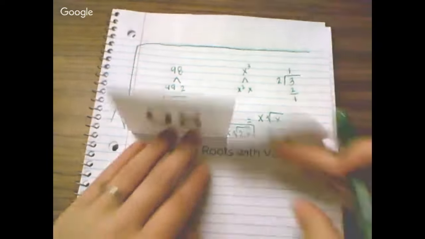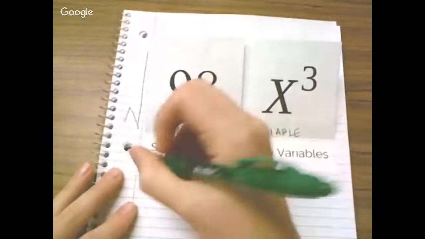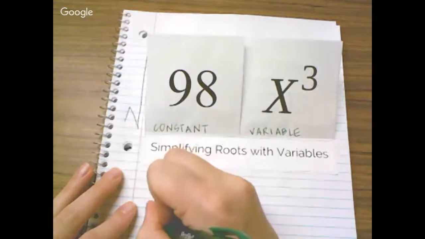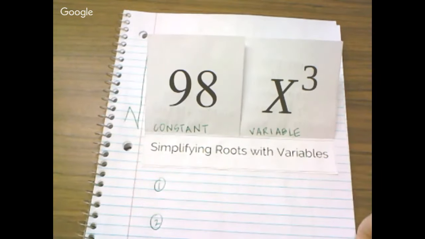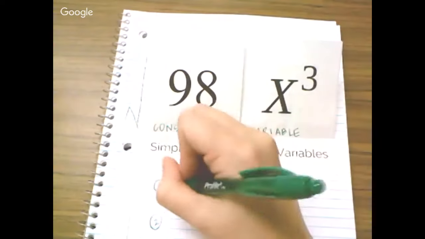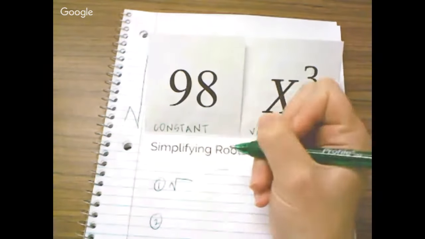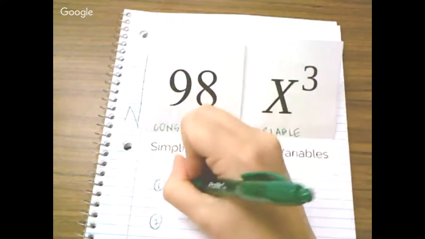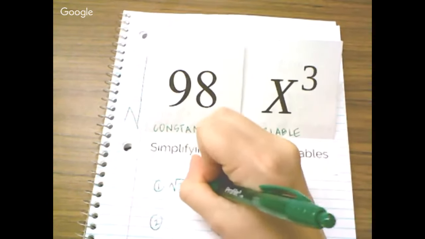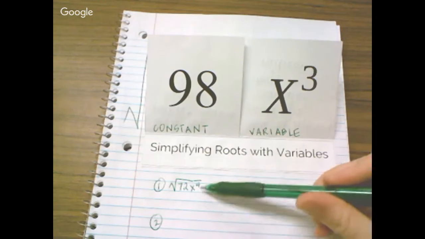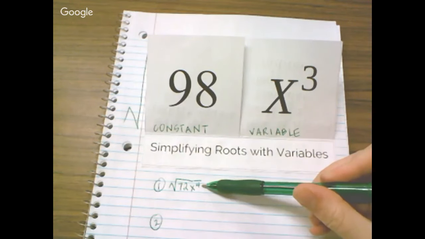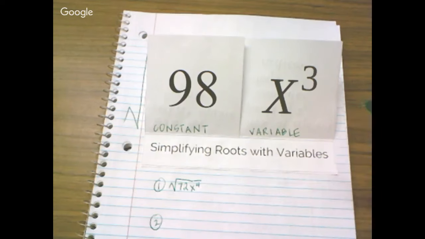Very good. So I want you to try a couple in your notes. I'm going to give you 3 problems. I want you to try those as your homework and then bring them in tomorrow to check. So we're going to start with the square root of 72 x to the fourth. So think about it. Is there going to be a remainder? If there's no remainder, what does that mean?